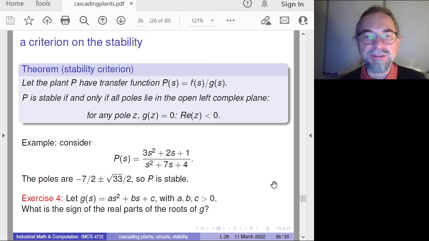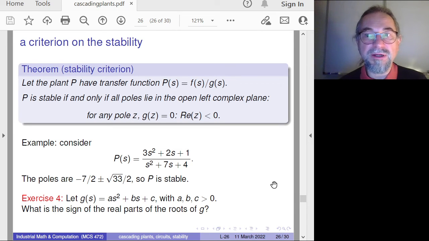We care about the real parts, because why? Because the real parts will show up in the amplitude. Whenever we have complex poles, we have oscillating behavior. We have sines and cosines coming in. The real part is going to appear as the exponent in the amplitude, and we want this amplitude to be decaying. The transfer function is going to tell what the unit impulse is doing. So if the unit impulse is not decaying, then the plant will not be stable.